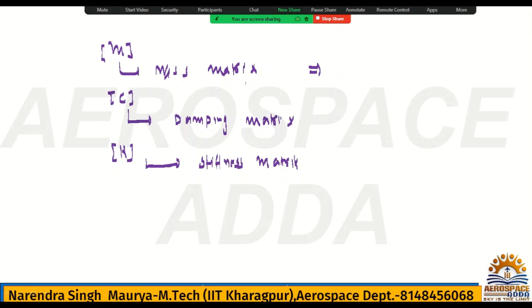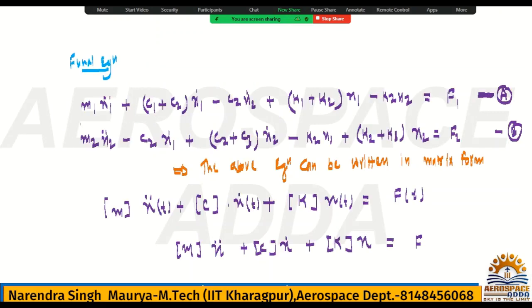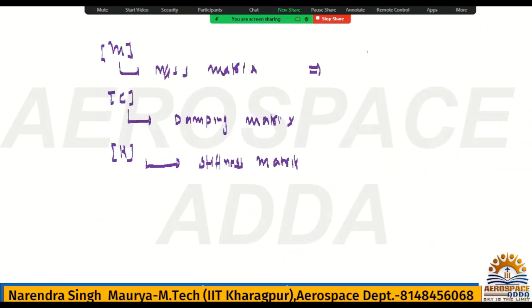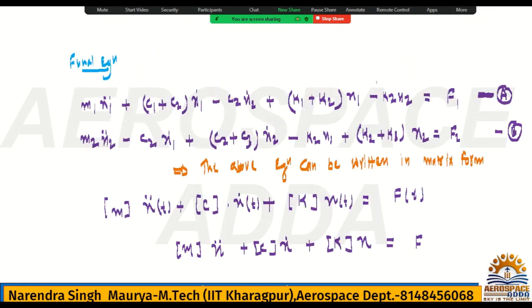Now check how to write the mass matrix here. It's very easy. See, here we have mass m1, here we have mass m2. So we can write the mass matrix like m1 and m2, because it's a 2 by 2 matrix. This is the mass matrix, because with x double dot we have only masses m1 and m2. I will show you how it is, and then we'll write the damping matrix.